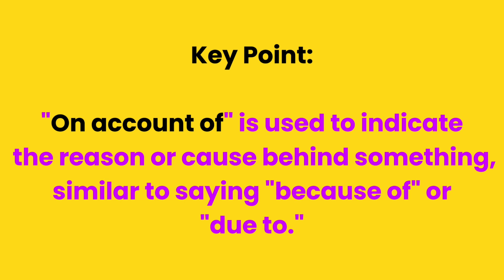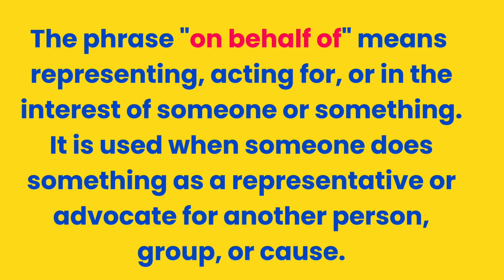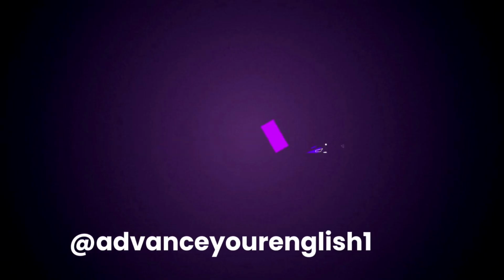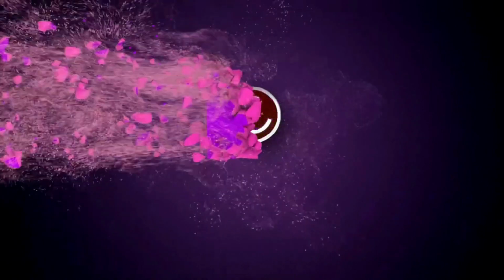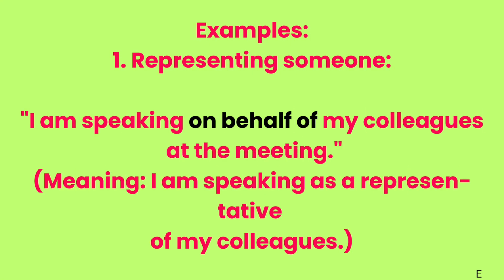On behalf of. The phrase on behalf of means representing, acting for, or in the interest of someone or something. It is used when someone does something as a representative or advocate for another person, group, or cause. Examples. 1. Representing someone. I am speaking on behalf of my colleagues at the meeting. Meaning, I am speaking as a representative of my colleagues.